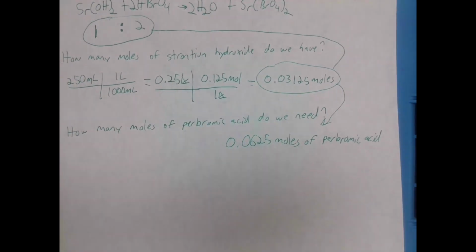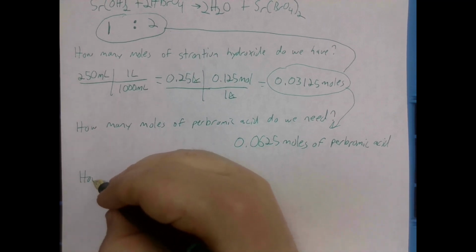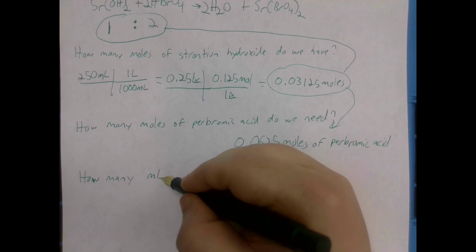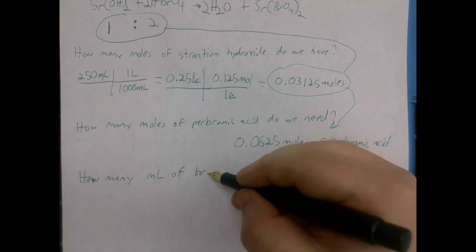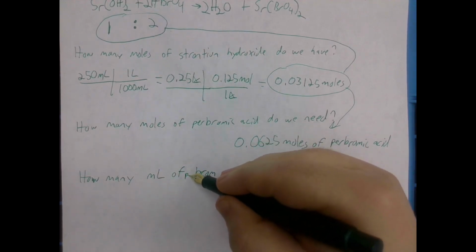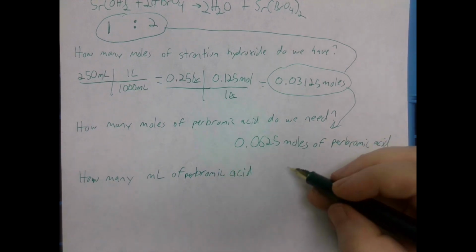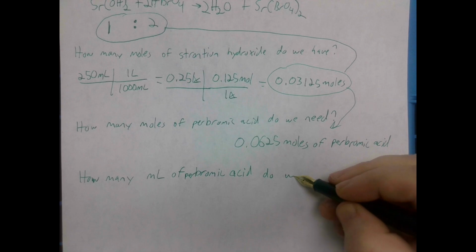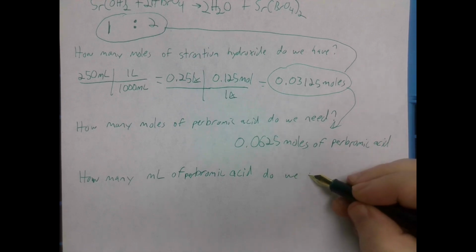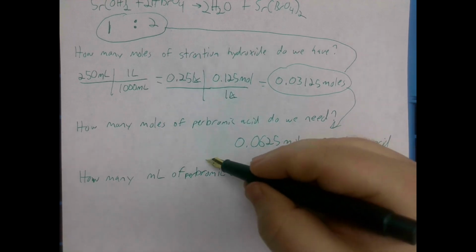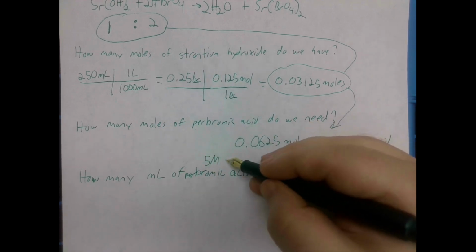Thus, the final question is, how many milliliters of perbromic acid do we need to add? And we know that it is a 5 molar solution.